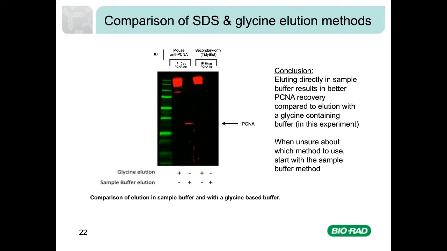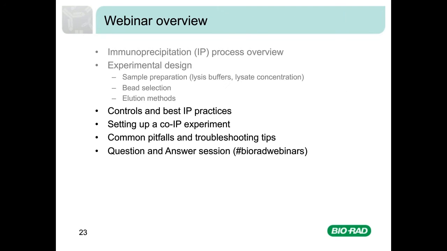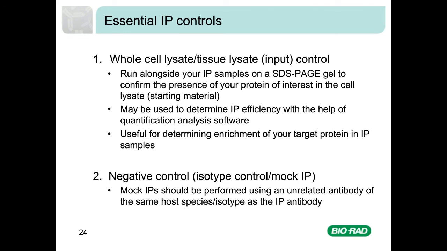We have finished the experimental design part of the webinar. Now we'll move on to talking about what essential controls to include in an IP experiment. During this section, I will also cover best IP practices. Just a reminder, if you have not already done so, please send us any questions or comments via the Q&A box. There are two types of controls I would class as essential for an IP experiment.